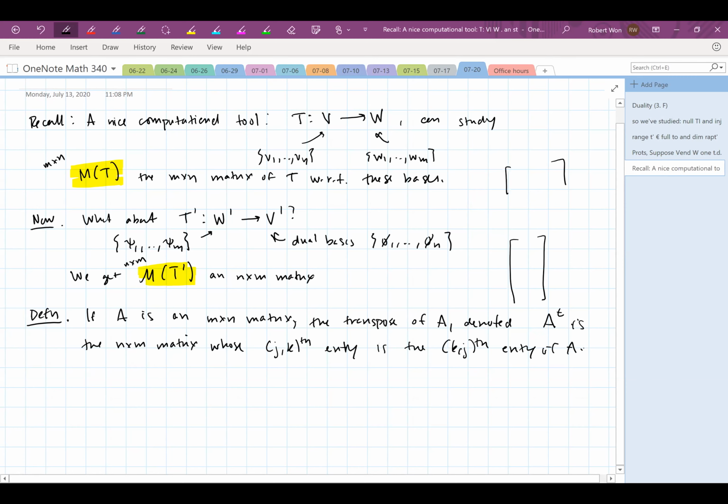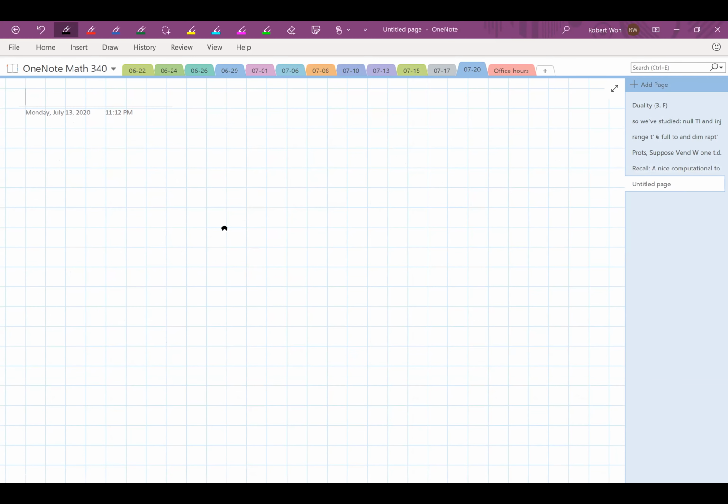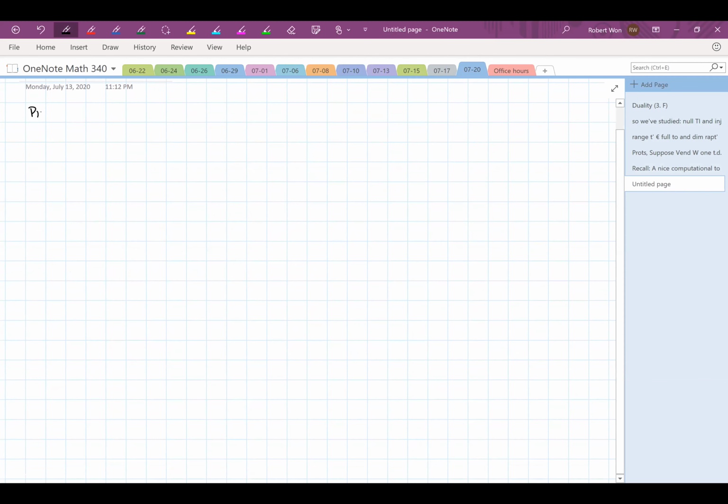And it turns out that maybe the nicest result you can hope for is true. I don't think it's obvious at all. But if you take the matrix of the dual of a map, it's the same thing as taking the matrix of a map and then taking its transpose. Okay, really, really nice result, basically.